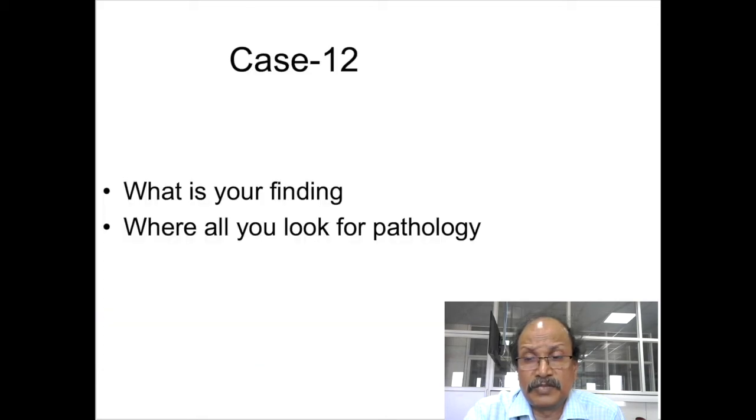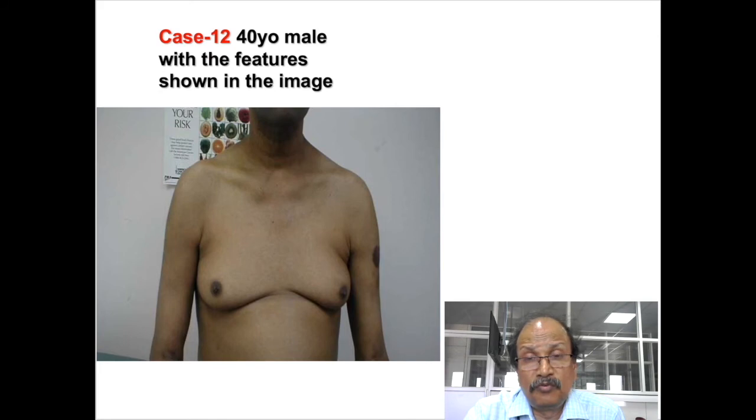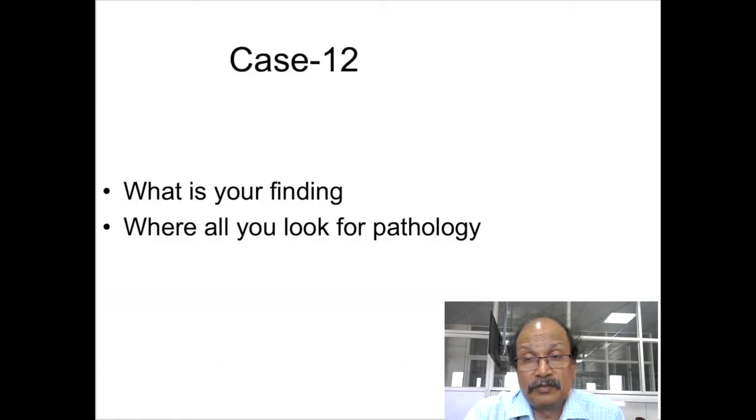Okay. Moving on to case 12, a 40-year-old male with features which are shown in the image. So how do you describe these features, and what do you look for as the pathology or manifestation of this feature? You can see that enlarged breast, and they are sagging, and this is a case of gynecomastia. So in the case of gynecomastia, what to look for? You should look for three things primarily. One is you should look at the liver pathology, look at the drug history, and look at the scrotum. That means the scrotum is considered as the 10th compartment of the abdomen. Abdominal examination will not be complete without examining the scrotum.